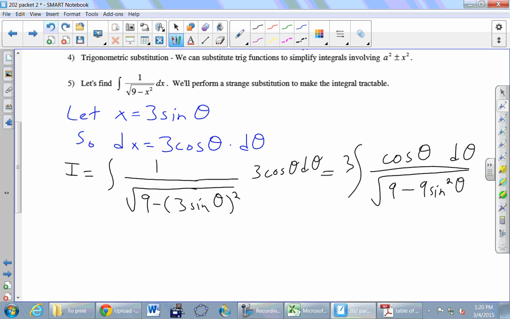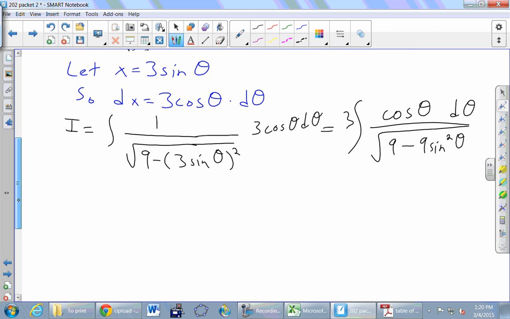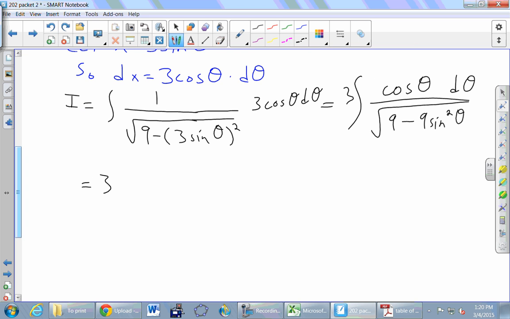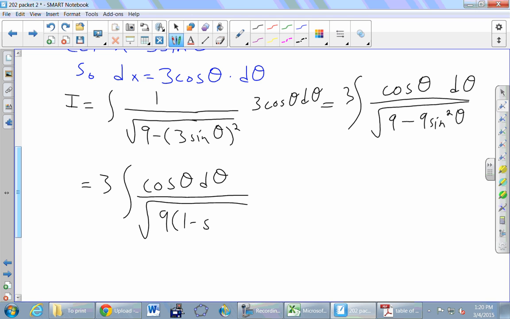So that's just the 3 times sine of theta times 3 sine of theta. What can we factor out in the bottom? There's a 9. Okay, let's do that. Equals, there's a 3 in the front, copying cosine theta d theta. 9 here, and then what's left? 1 minus sine squared theta.